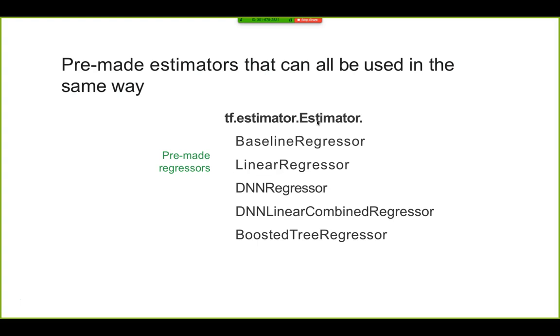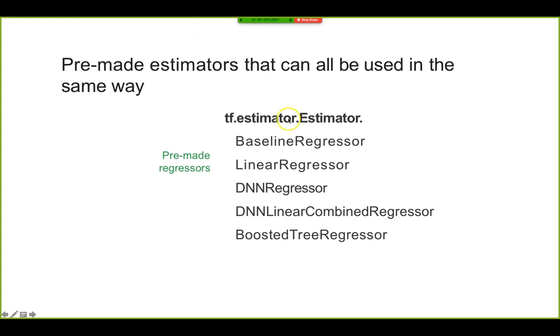And there are different pre-made models also. Those that end with regressor are used for numeric values, where the output is a continuous numeric value. So it is a regression. Whereas those that end with classifier have categorical outputs. They can be binary or multi-class classifiers.